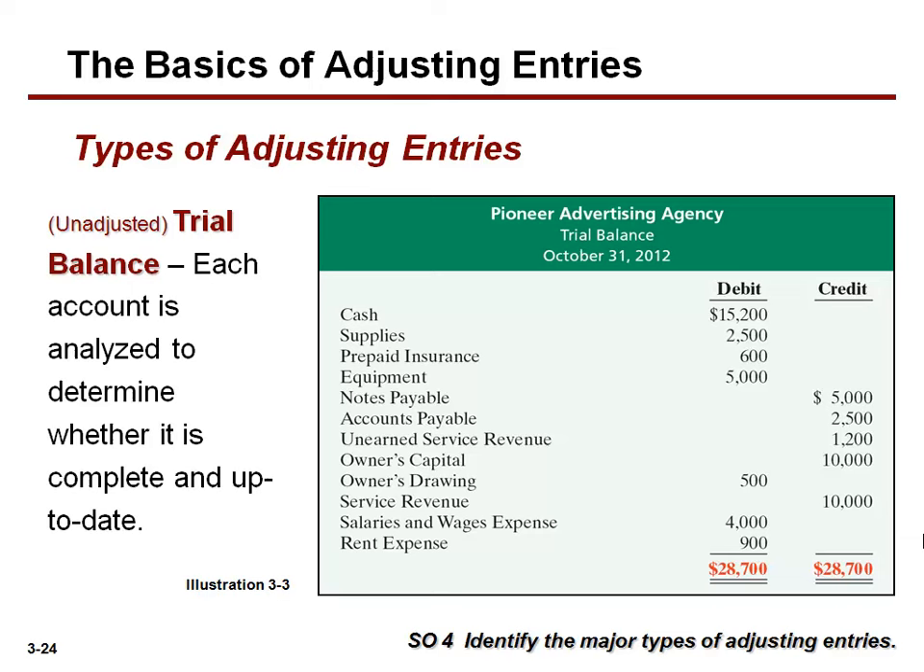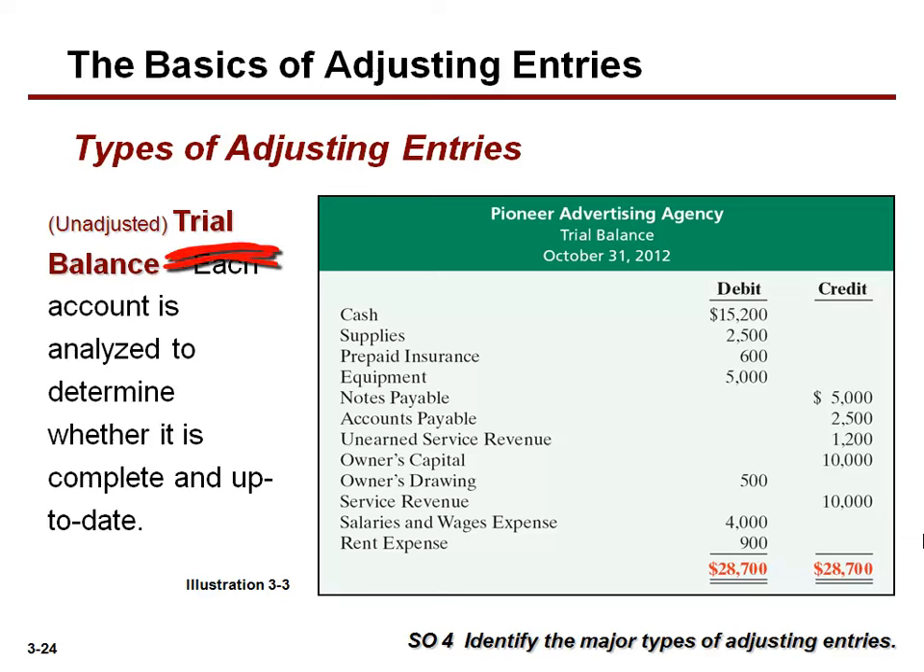Now, the starting point at period end, a month end, we have a trial balance, an unadjusted trial balance. Any statement that indicates it's a trial balance is assumed to be unadjusted unless it says adjusted. So we have an unadjusted trial balance. We're going to look at certain accounts to analyze it if the account status is up to date.